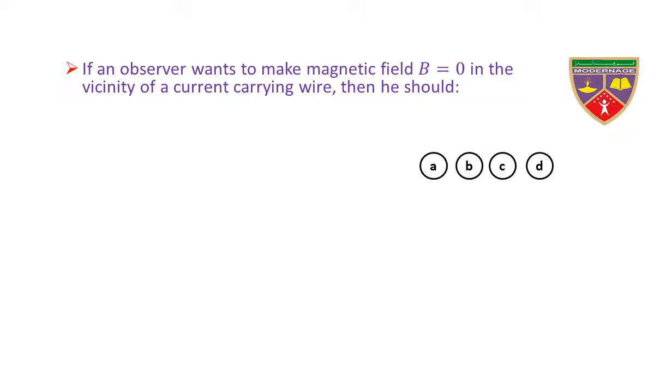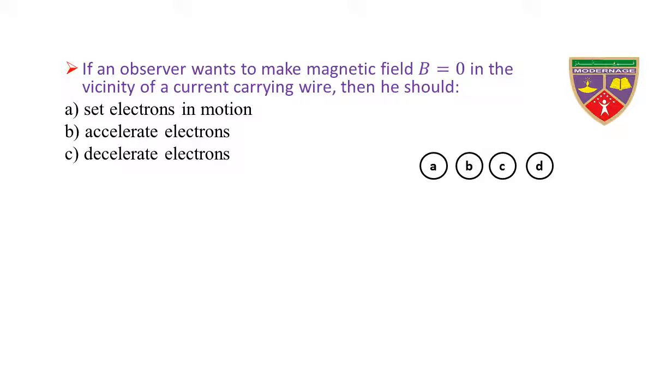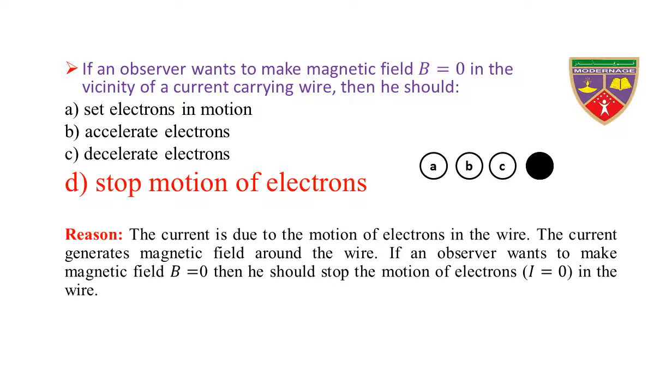If an observer wants to make magnetic field B equal to 0 in the vicinity of a current carrying wire, then he should: option A, set electrons in motion; B, accelerate electrons; C, decelerate electrons; D, stop motion of electrons. The key is stop motion of electrons. Therefore, the correct option is D.